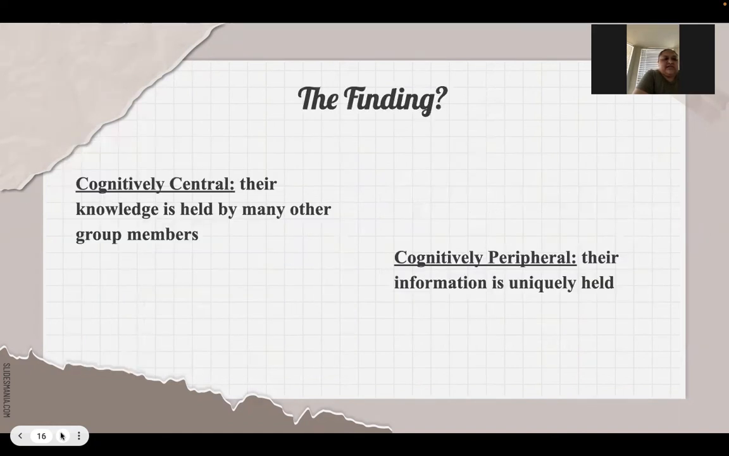The study found that some group members are cognitively central, in that their knowledge is held by many other group members, while other group members are cognitively peripheral, in that their information is uniquely held. To function well, groups need to take advantage of cognitively peripheral people, but in most groups, cognitively central people have a disproportionate influence on discussion.